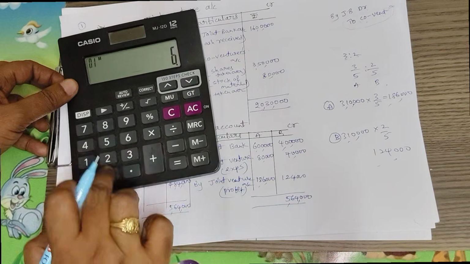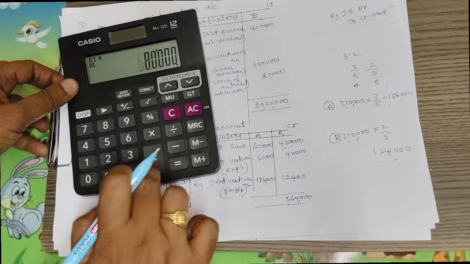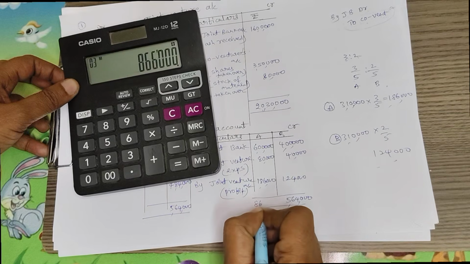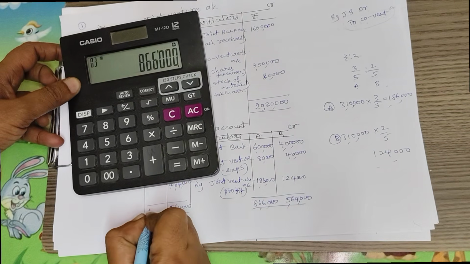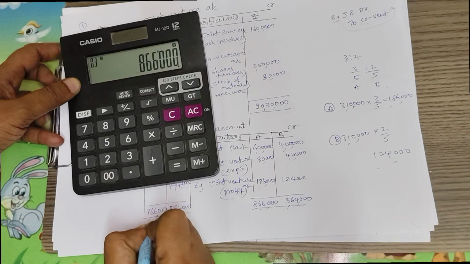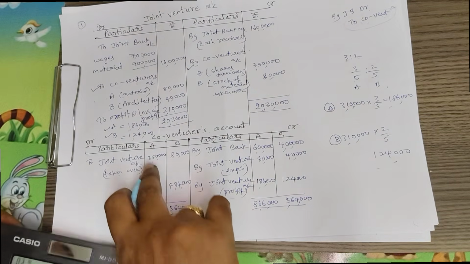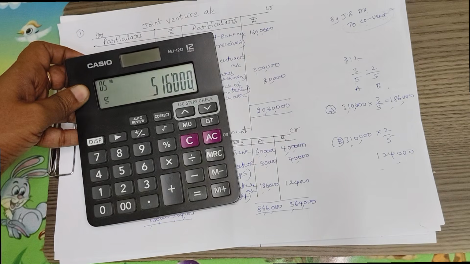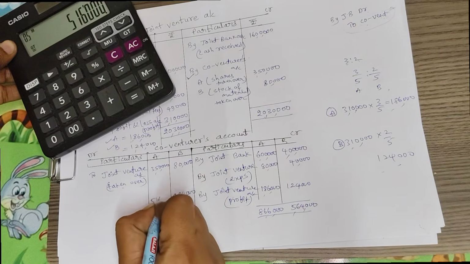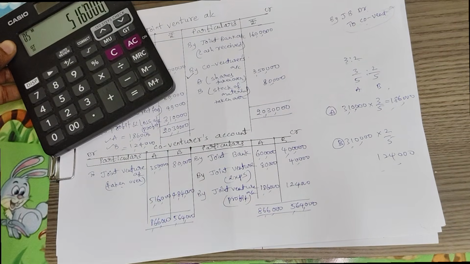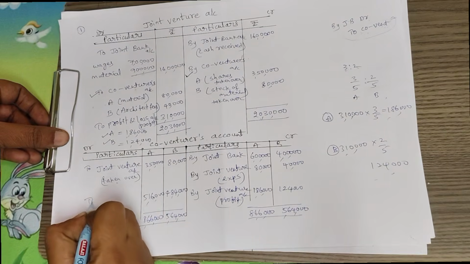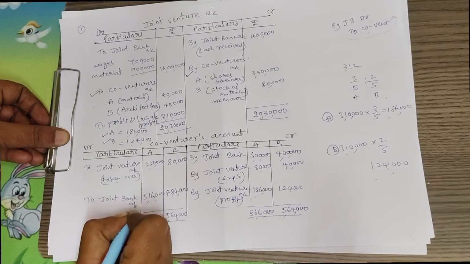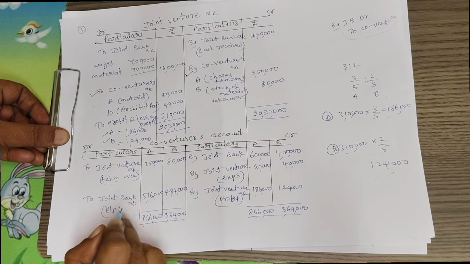Next, A: 6 lakhs plus 80,000 plus 1,86,000 is 8,66,000. So on both sides just write down 8,66,000. Then 8,66,000 minus 3,50,000 is 5,16,000. So what is this amount? To joint bank account. The balancing figure goes to the joint bank account.